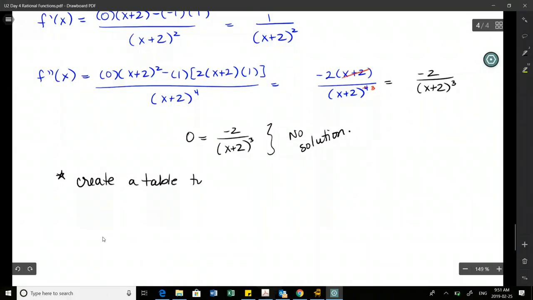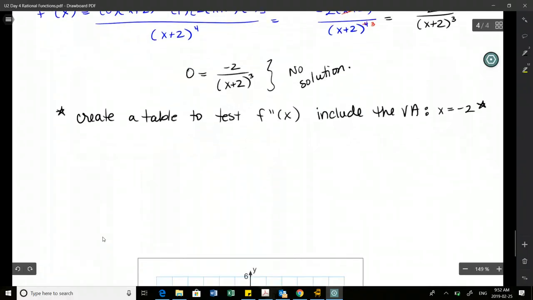Mark, question? So like with the graph, just for like straight lines, right? No, so it doesn't mean that we don't have any concavity. It just means that there's no point of inflection. But even if we don't have a point of inflection, it could still change concavity on either side of an asymptote. Okay, so we're going to create a table to test f prime of x, and we're going to include the vertical asymptote. What is the vertical asymptote? -2. Good. So we must include our vertical asymptotes in our table.